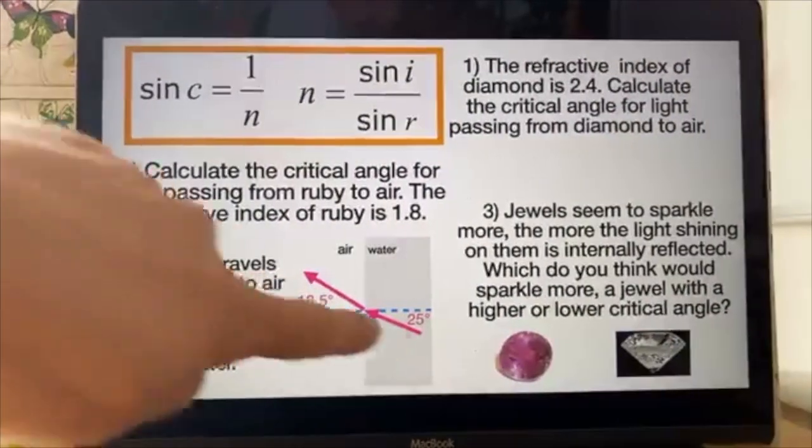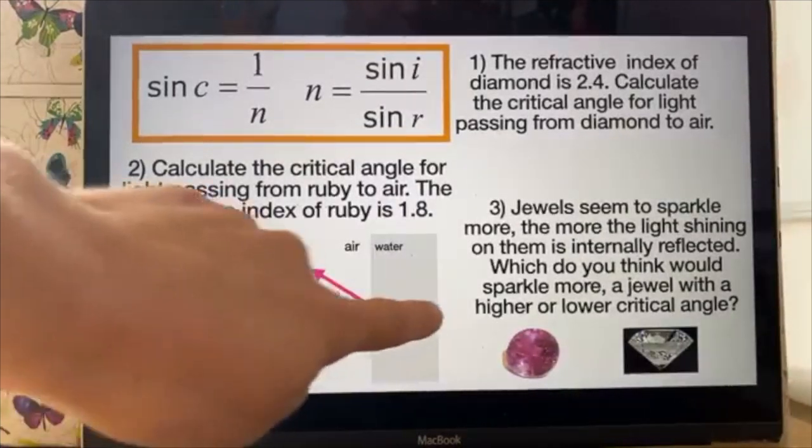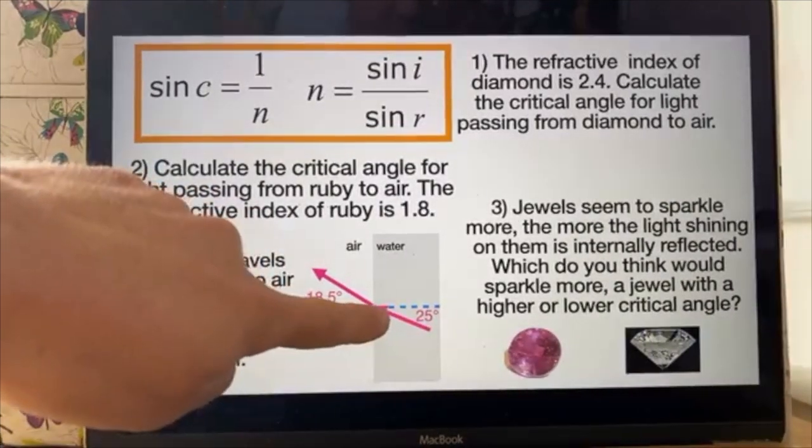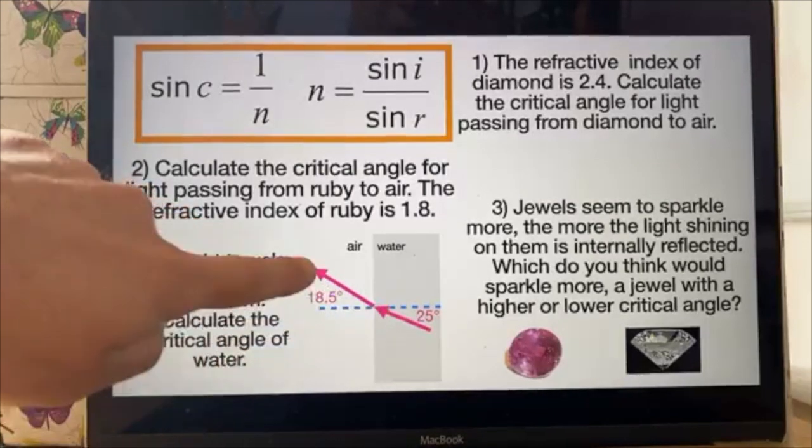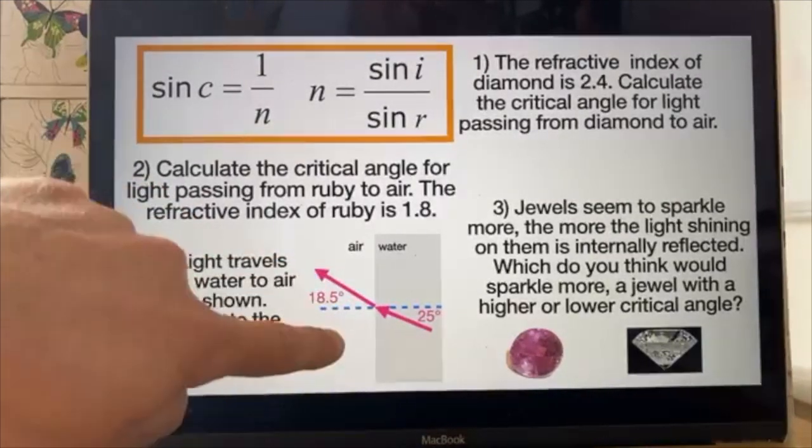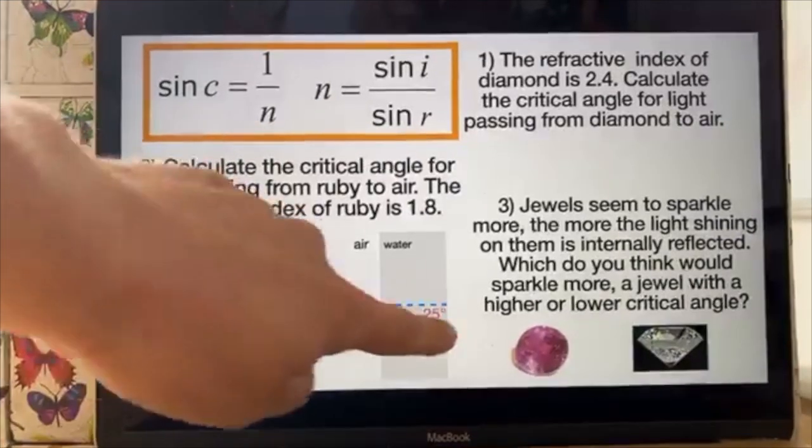Let's do question 4, because this is a really good one for putting your knowledge all together. You've got an angle of incidence for water, light coming out of water, and you've got an angle of refraction for air, light coming out into air, but that's not the critical angle, is it?